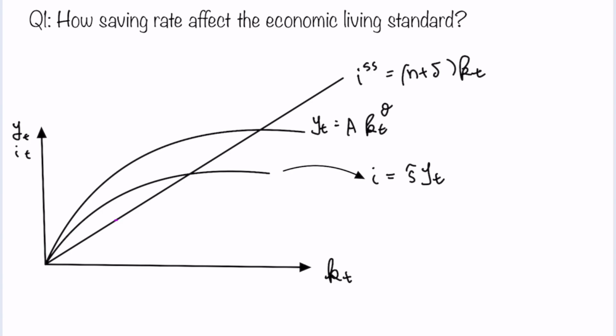Because of that, the intersection of the actual size of investment and the required investment to stay at the same level of K is the K steady state. So this is how we determine the K steady state. And then we know from here that as long as we are given a saving rate and we know the steady state condition, we will be able to determine the capital stock in the steady state. So then how does the saving rate affect the economic living standard?